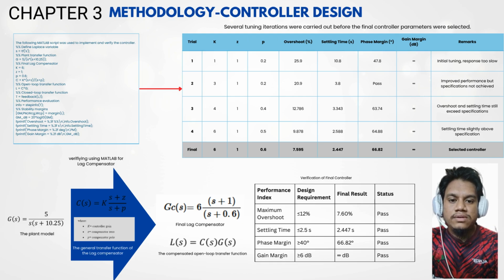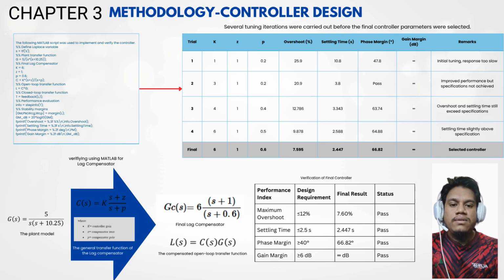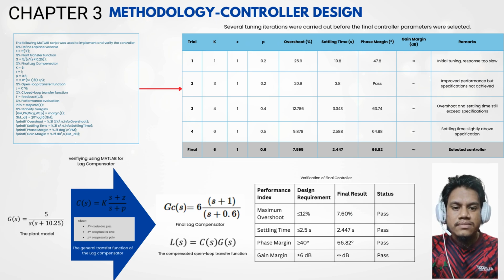The objective was to satisfy the required performance, which are maximum overshoot of 12%, settling time of 2.5 seconds or lower, phase margin at least 40 degrees, and gain margin at least 6 decibels. The general form of the lag compensator is C(s) equals K (s plus z) over (s plus p), where K is the controller gain, z is the compensator zero, and p is the compensator pole. Controller parameters are determined iteratively using MATLAB.